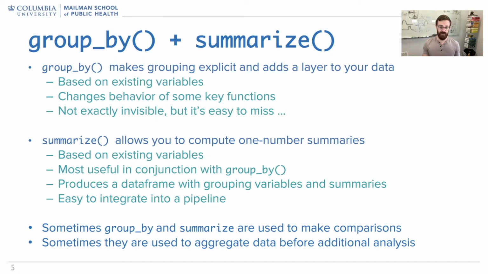Fortunately, I've been talking about grouping and summarizing, and there's a really easy to remember pair of functions that allow you to do this kind of an analysis. In particular, with a data frame, we are going to add a layer to that data that defines groups, and then we are going to use summarize to compute summaries within each of those groups. Both of these are based on existing variables in your data set. So you would group by, for example, some categorical variable that exists in your data set already.